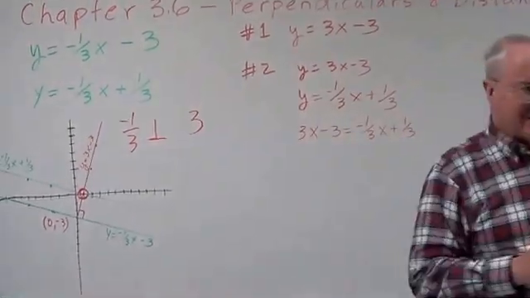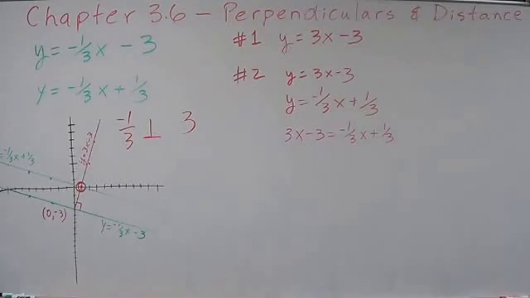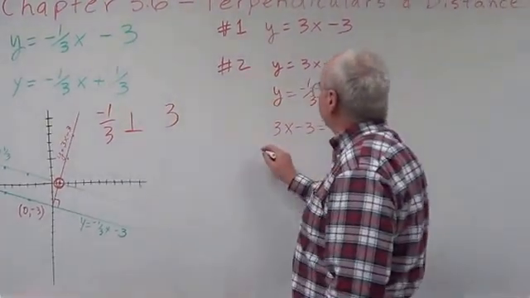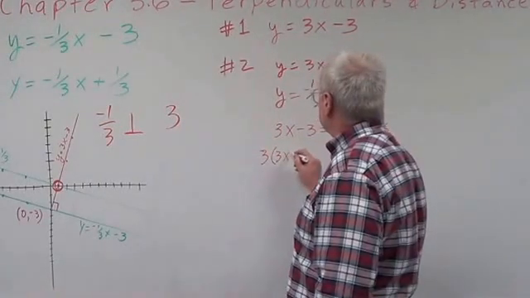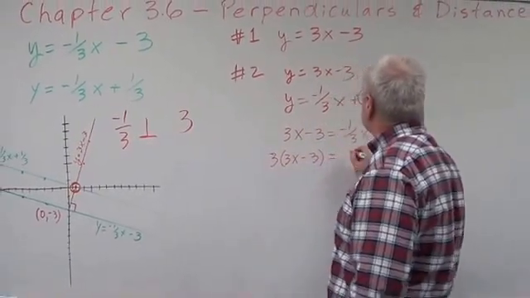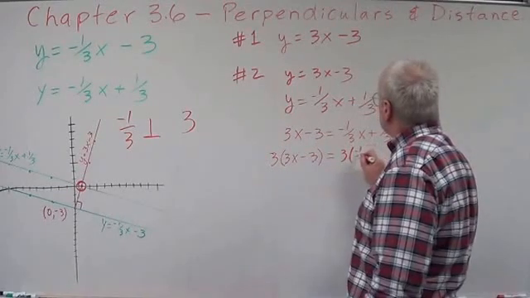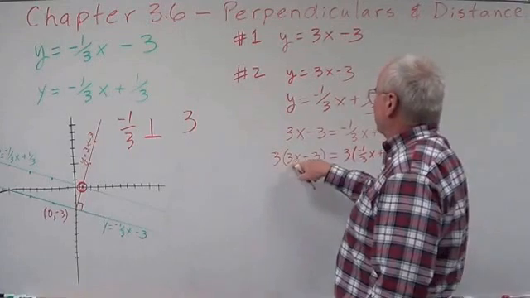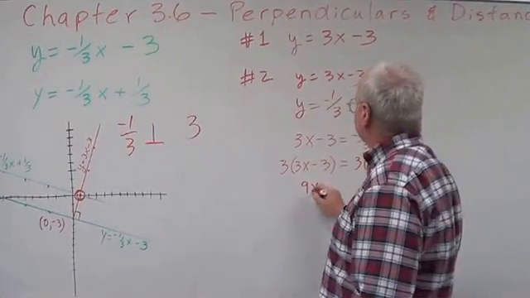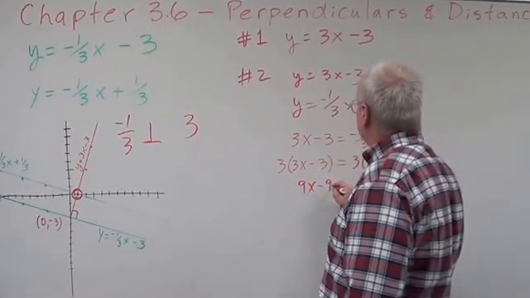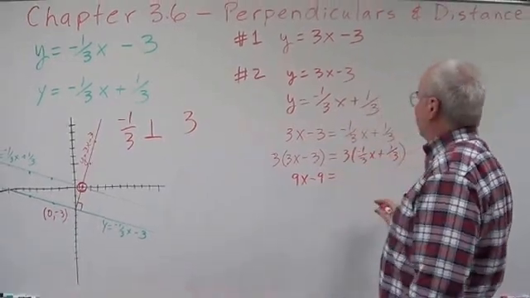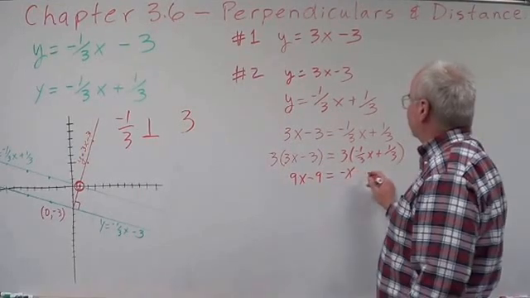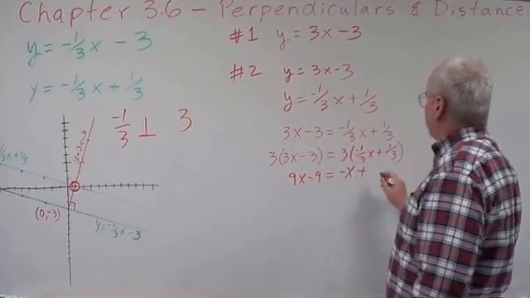Now I'm going to do some weird stuff. I don't like working with fractions, so I'm going to get rid of fractions. I can get rid of fractions by multiplying everything by 3. 3 times 3x is going to be 9x. 3 times the negative 3 is going to be minus 9, equals. 3 times the negative 1/3 is going to be what? Negative 1x. Plus 3 times 1/3 is going to be 1.